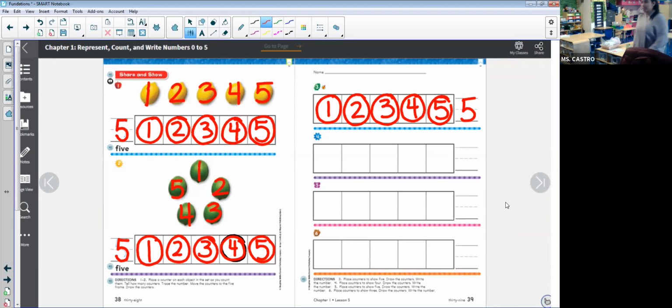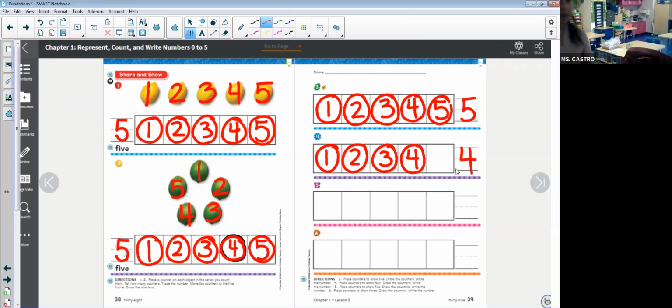Okay, next problem, boys and girls. We're going to go to the blue flower with the number 4. The directions at the bottom say we're going to show the number 4. So we're going to draw 4 circles this time, and we're going to write the number 4. 1, 2, 3, 4. And I'm going to write the number 4.